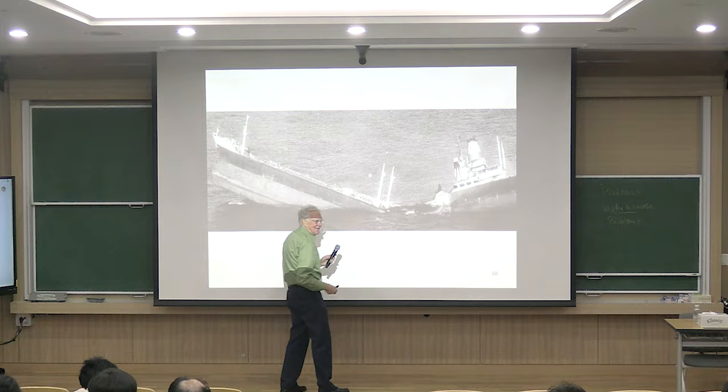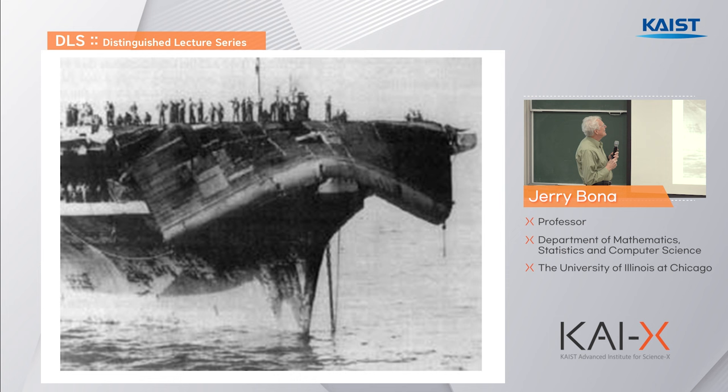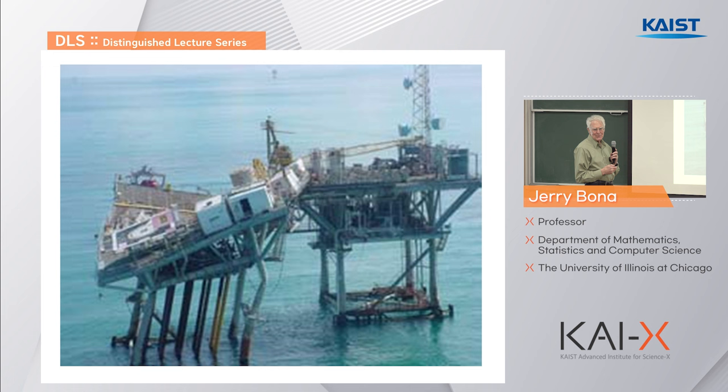Nobody expects them to have to. That was an aircraft carrier. One rogue wave destroyed it. And there's an oil platform that didn't do too well either. Okay, so the question is, where do they come from?